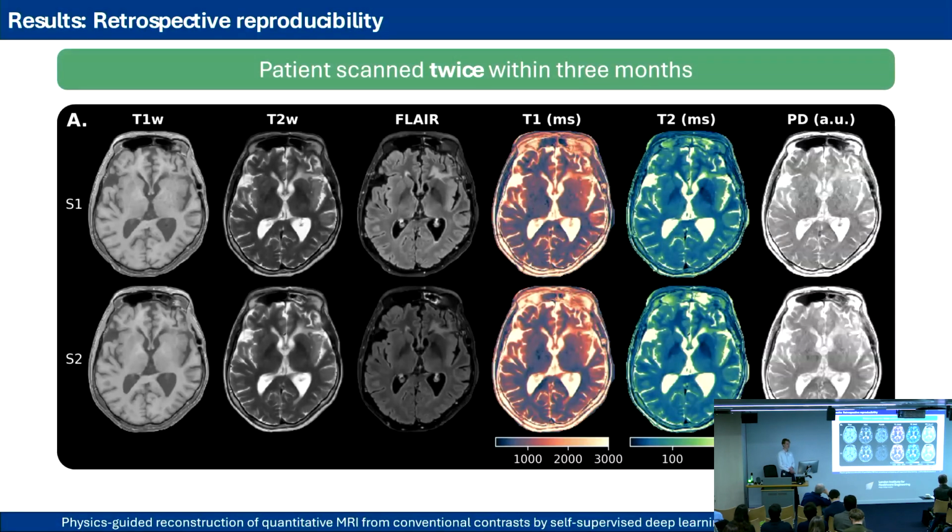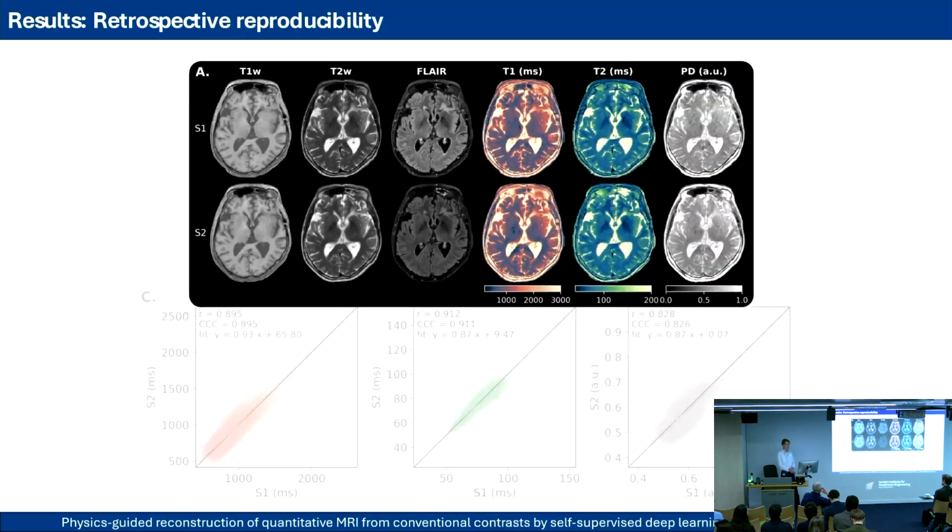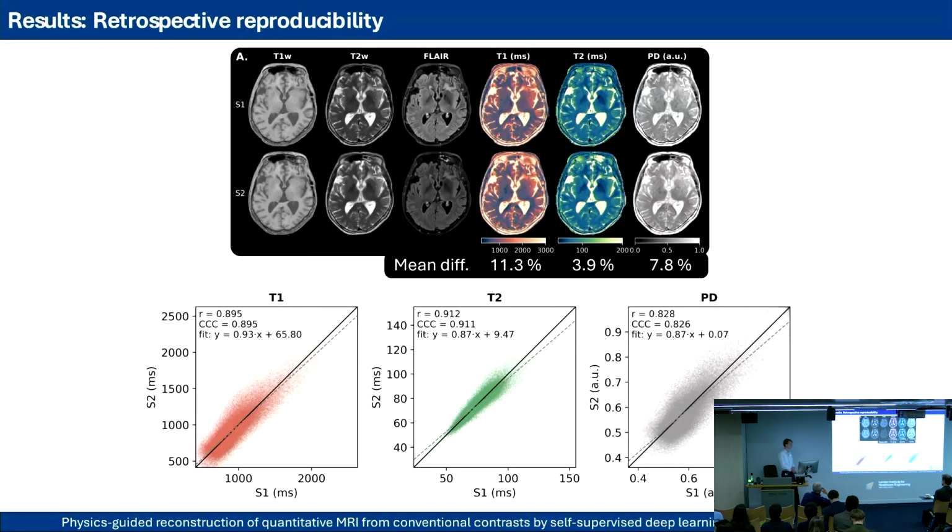This is a patient from the test set that was scanned twice within 3 months, S1 and S2. First we see the conventional input MRI, and then the quantitative MRI generated by our model, and as you can see, they appear very similar. You can also look at some voxel-wise reproducibility metrics. First of all, the mean voxel-wise difference, which is quite low, comparable to dedicated quantitative MRI methods. And when we look at the voxel-wise scatter plots of scan sessions 1 and 2, we see quite tight clustering around the identity line for all 3 quantitative parameters, and also high correlation and concordance correlation coefficient, CCC.